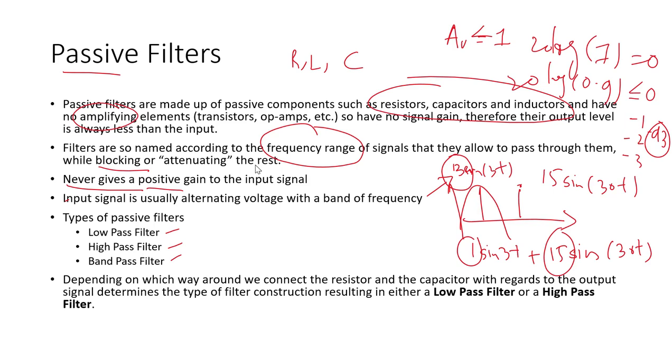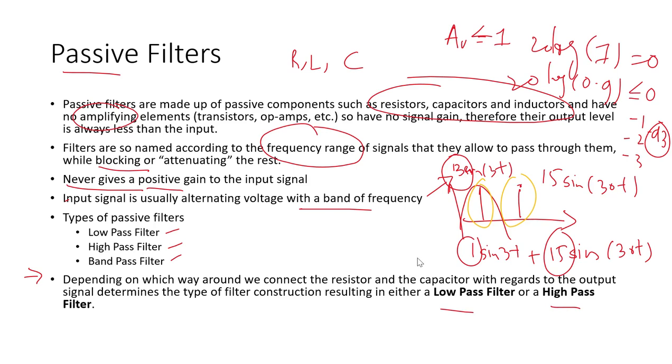The input signal is usually an alternating voltage with a band of frequencies, as we discussed in this particular example, where we had omega equal to 3 and omega equal to 30. So a range of frequencies is given at the input and the unwanted signal is attenuated. Depending upon which way around we connect the resistor and capacitor, we can get a low pass or high pass filter.